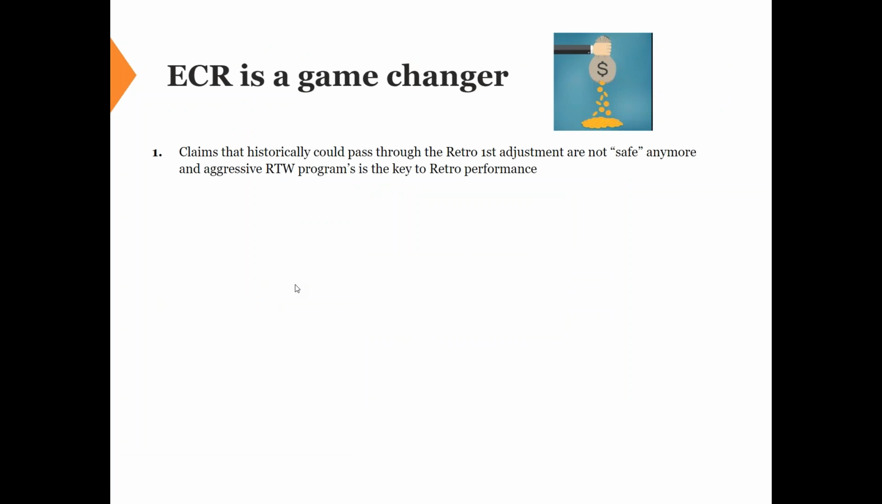Okay, so it's a game changer. Claims that historically could pass through the retro first adjustment are not "quote unquote" safe anymore. And aggressive return to work programs is the key for retro performance.